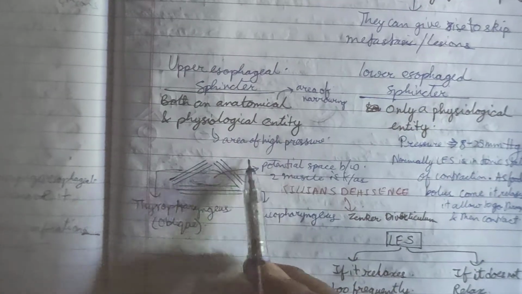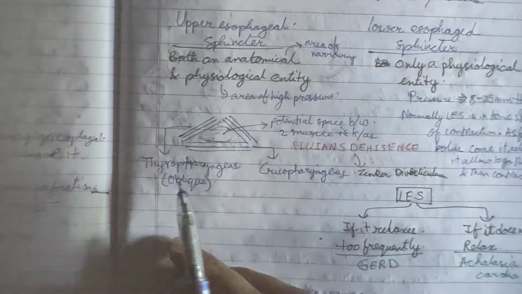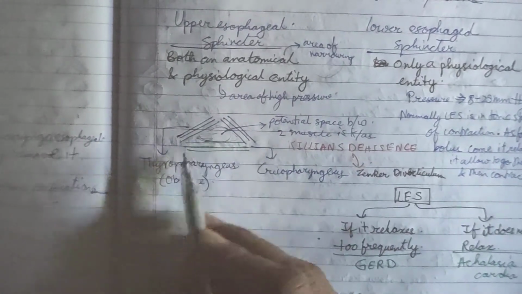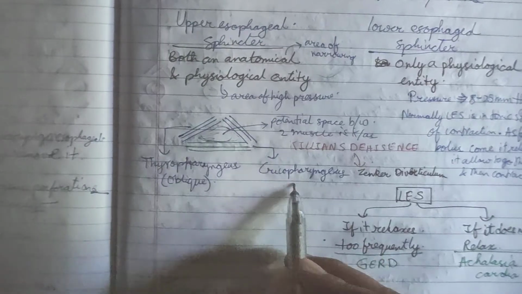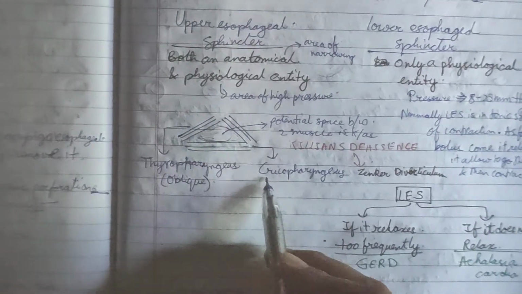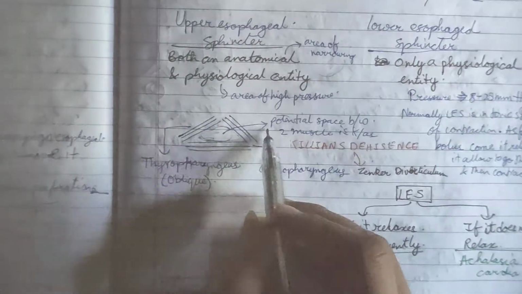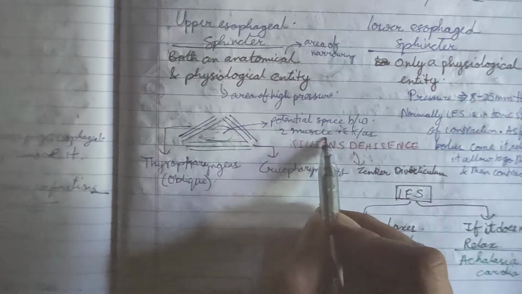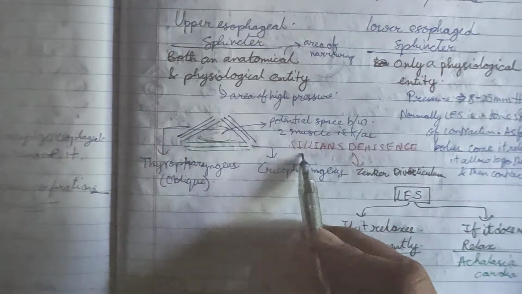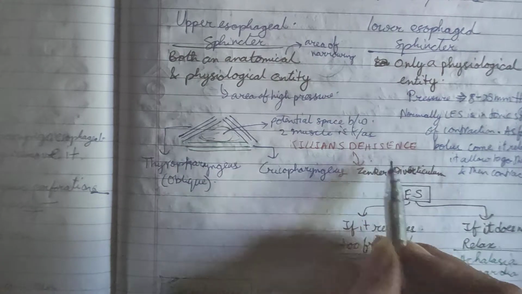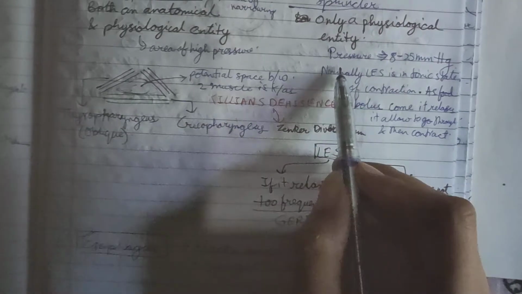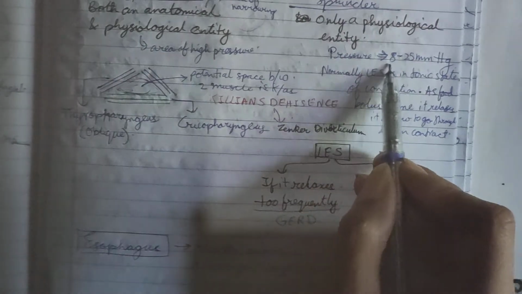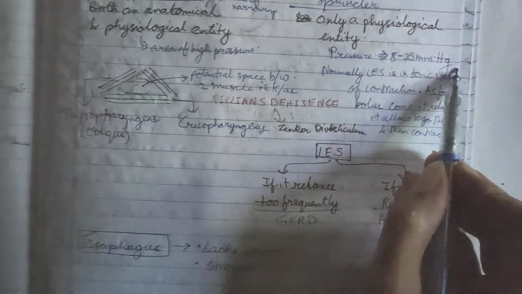Now let's learn about the upper esophageal sphincter. The upper esophageal sphincter is made by two muscles. The oblique one is the thyropharyngeus muscle and the transverse one is the cricopharyngeus muscle. There is a potential space between the two muscles called Killian's dehiscence, which leads to Zenker diverticulum. The pressure in the lower esophageal sphincter is 8 to 25 mmHg.